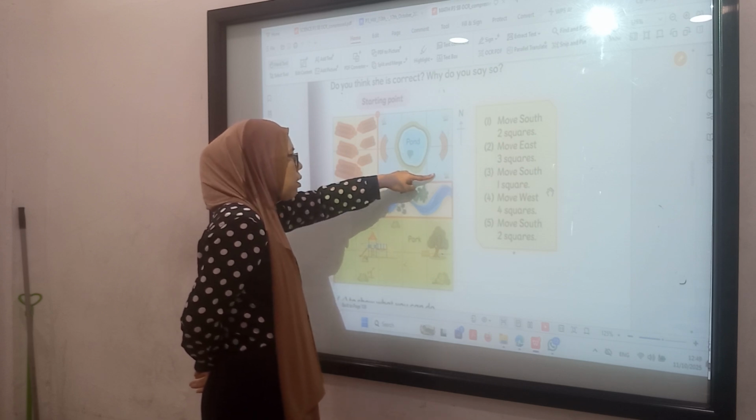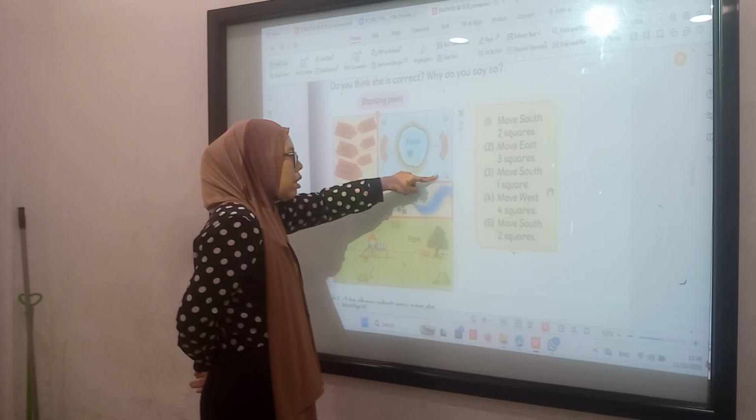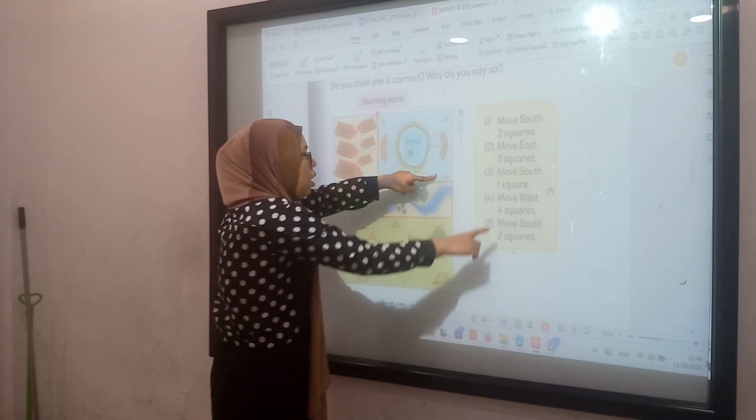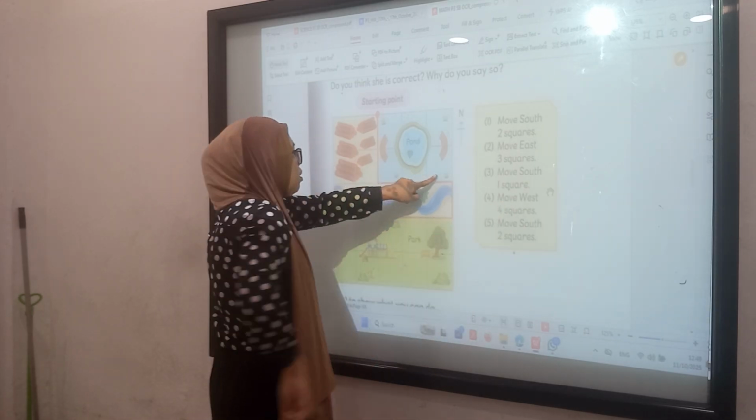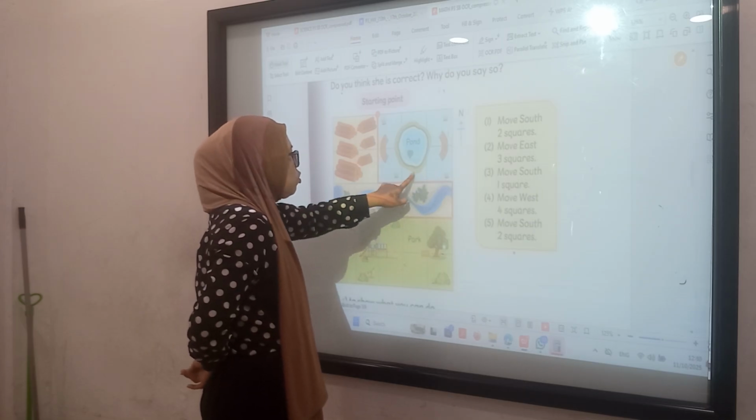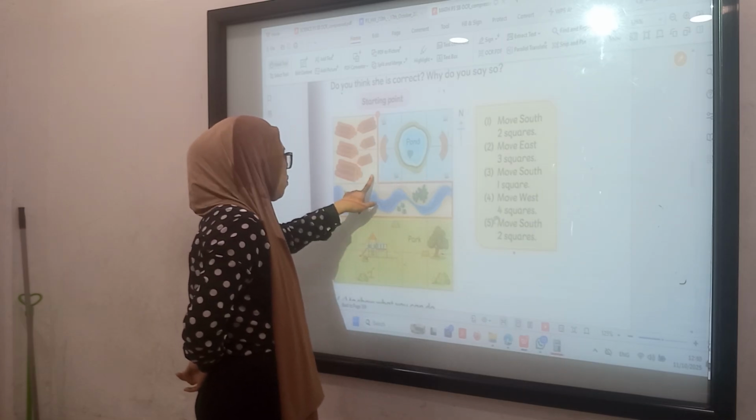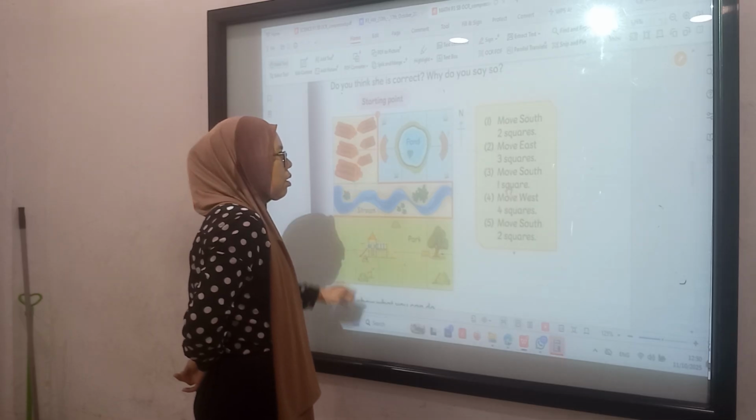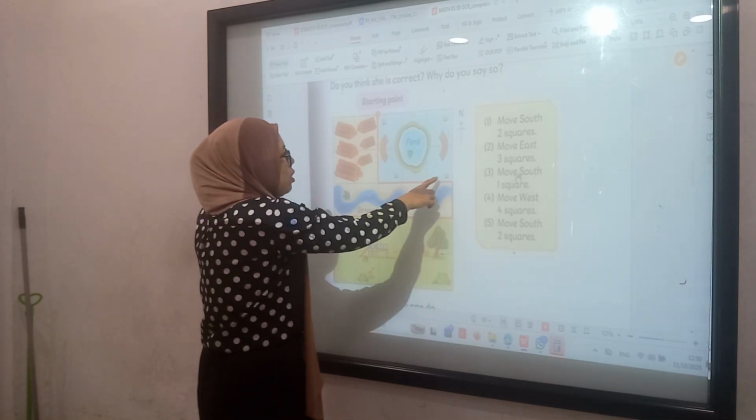Move south 1 square. Just 1 square. And then, for example, here, move west 4 squares. Move west 4. 1, 2, 3, 4. No, here in number 3, move, yes, to before, south 1, number 2 square.